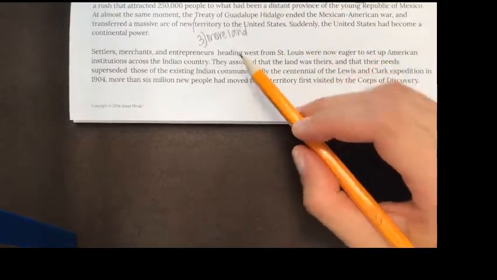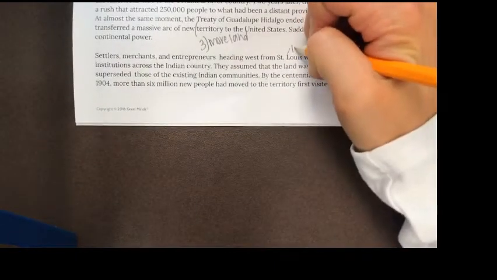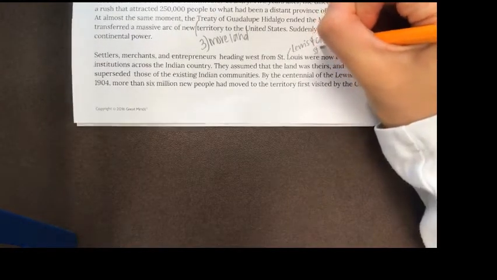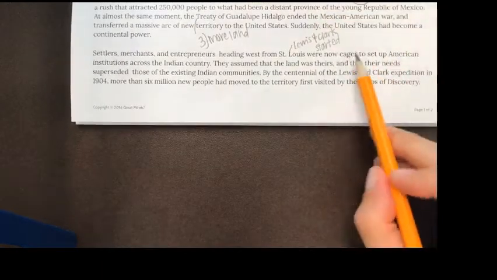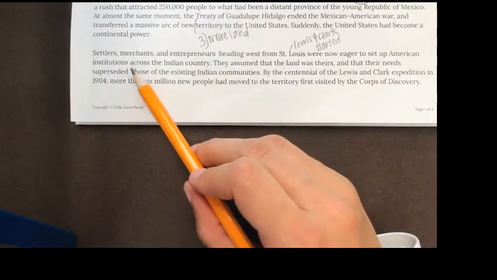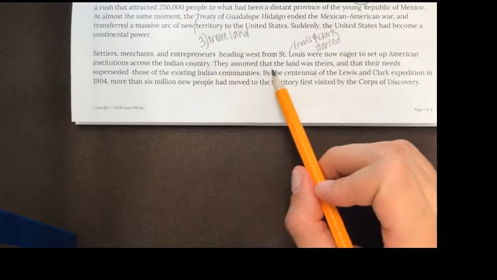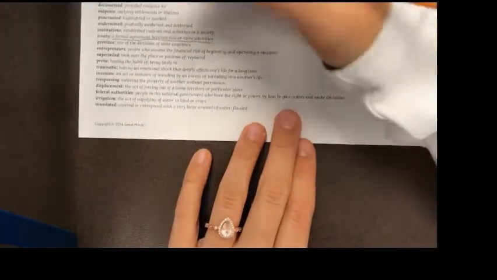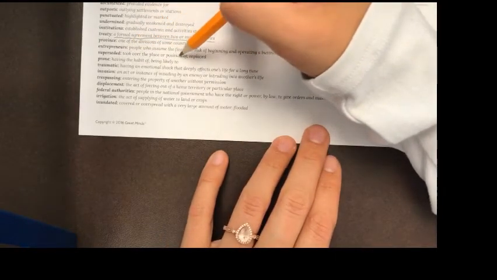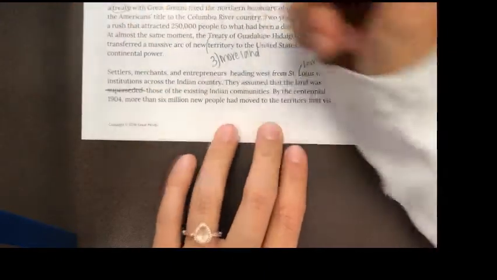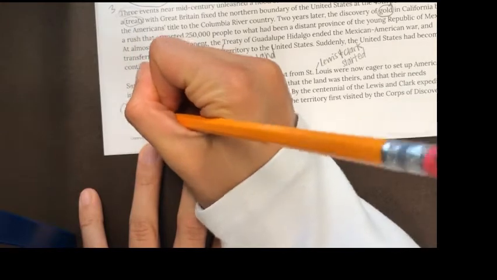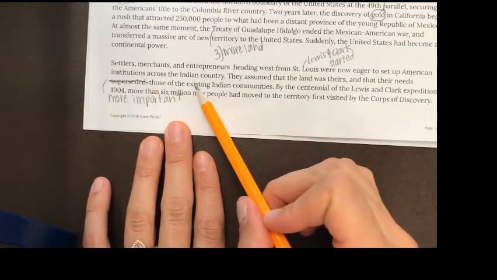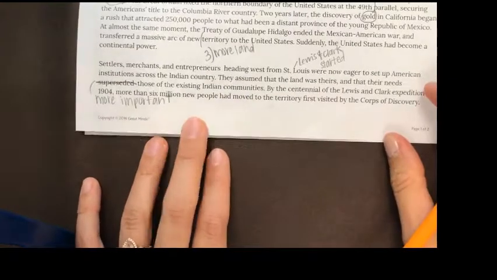Settlers, merchants, and entrepreneurs heading west from St. Louis. Oh, I remember that's where Lewis and Clark started. They were now eager to set up American institutions in Indian country. They assumed that the land was theirs and that their needs superseded. I'm going to see what that means. Superseded, it says, take over the place of. So they thought their needs were more important than those of the existing Indian communities that were already there.